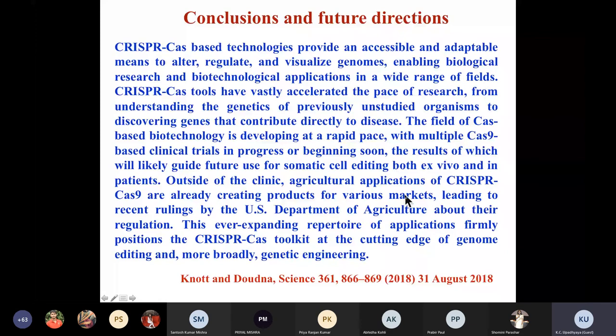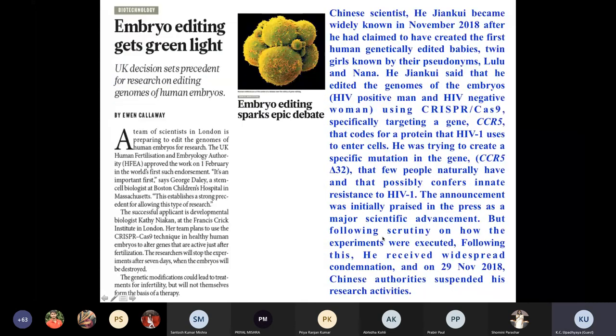There has been a lot of controversy in this also, because gene editing has now become so simple, and then whether embryo editing is allowed. In 2015, in the UK, they approved embryo editing. The question was about what you do after the genetic modification of human embryos to alter genes just after fertilization. Researchers will stop the experiments after 7 days and the embryos will be destroyed.